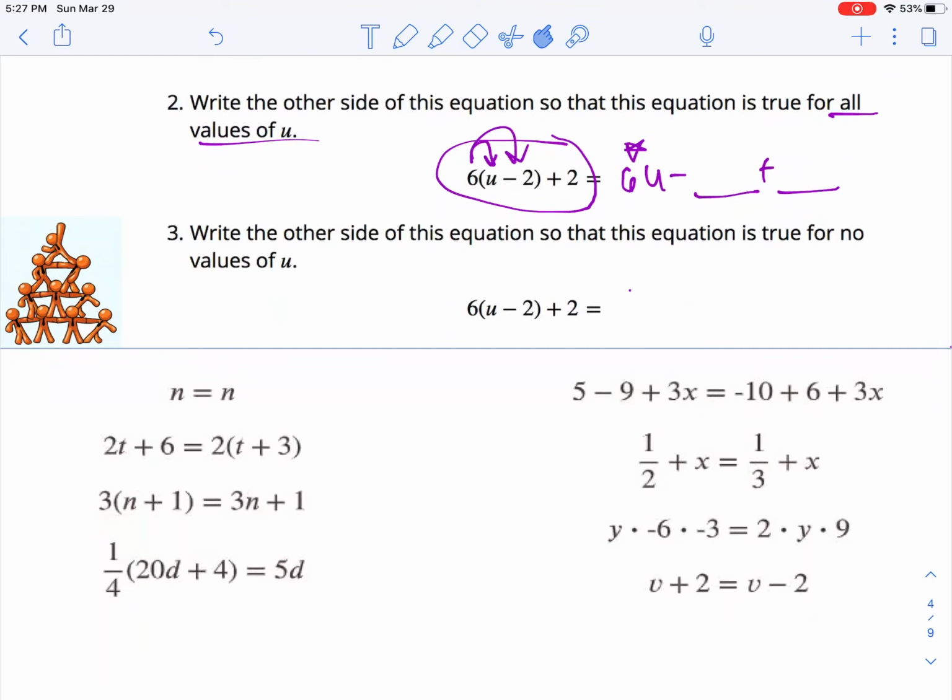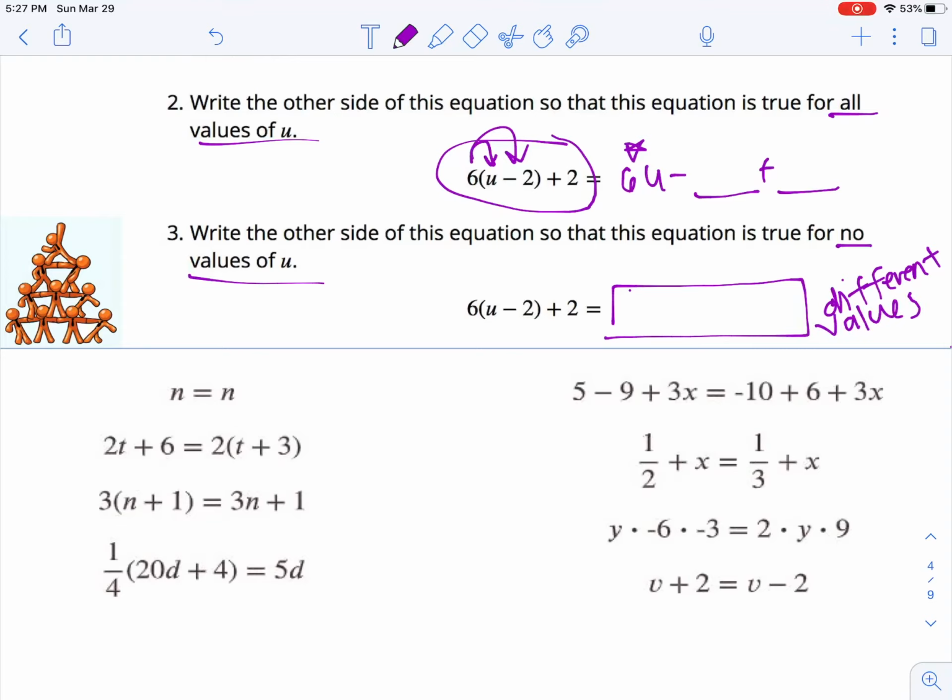All right, number 3, write the other side of this equation so that this equation is true for no values of u. So they're giving you the same equation to start, right? But this time it's no values of u. So that just means you're going to make it so it can never be true. So you want this side where I'm drawing this blank box must be different. Different values.